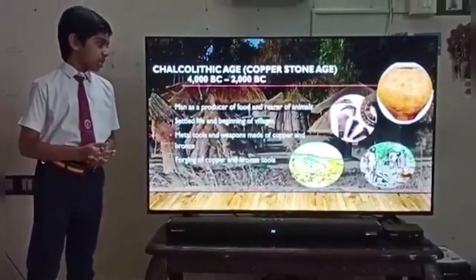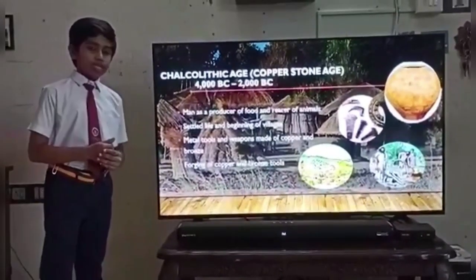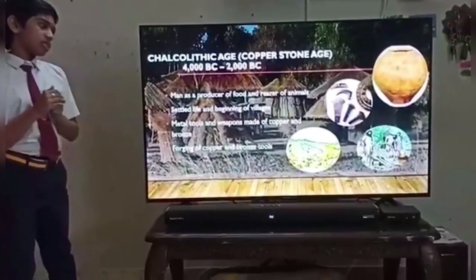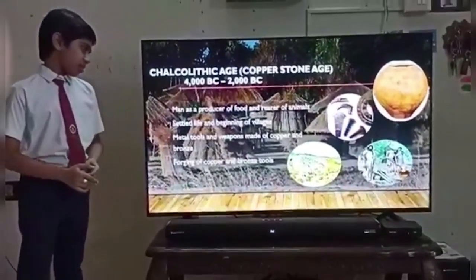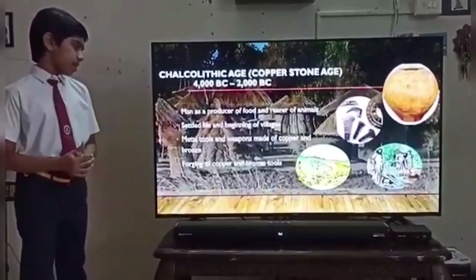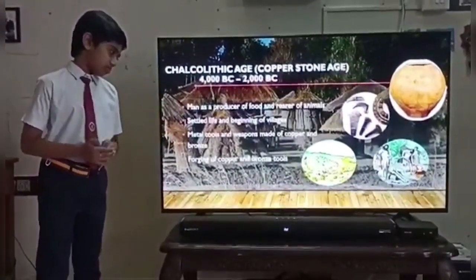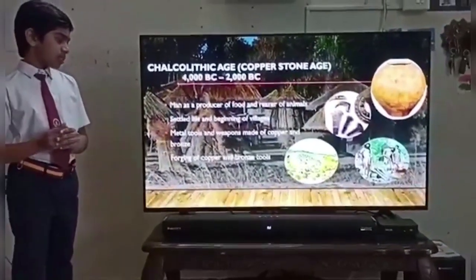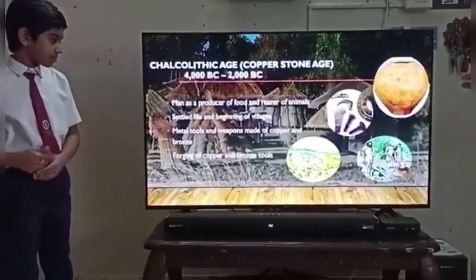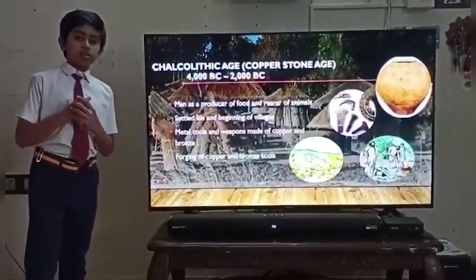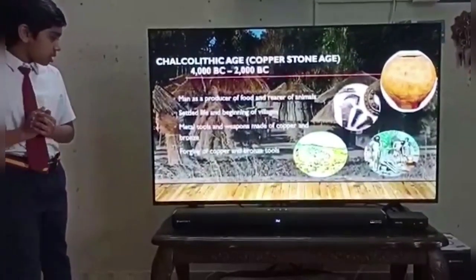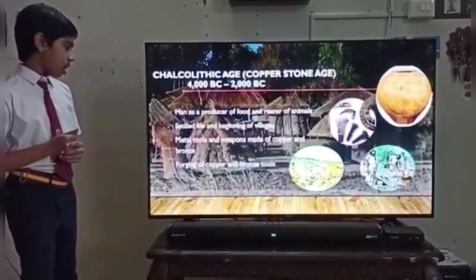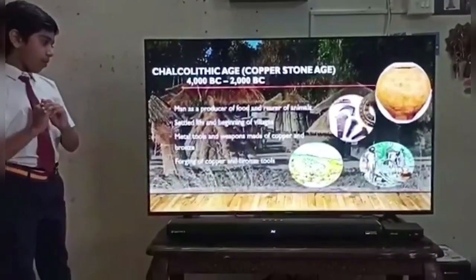And the final age is called the Chalcolithic Age. It is also known as the Copper Stone Age. Man was still a producer of food and rearer of animals. Not much difference happened in settled life and the beginning of villages. The tools were now made of metals such as copper and bronze. Because of this, the age was also known as the Age of Metals. The main thing about this age is that man became aware of the art of forging copper and bronze tools.